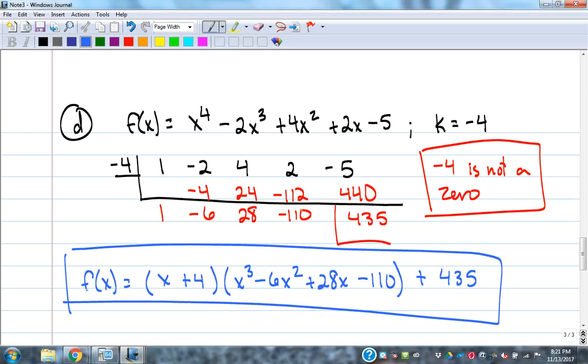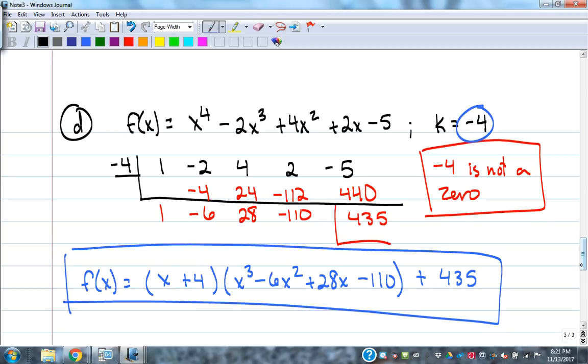Okay. What about that k equals negative 4? Does that always give us what it wants us to divide by? Yes, ma'am. They're going to give you what that k equals is what they want you to divide by. That's absolutely right.